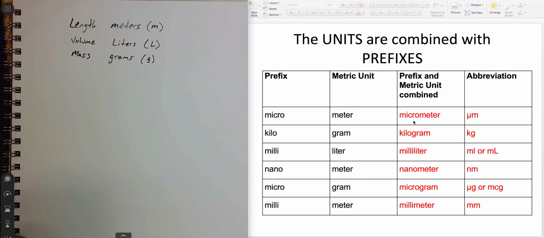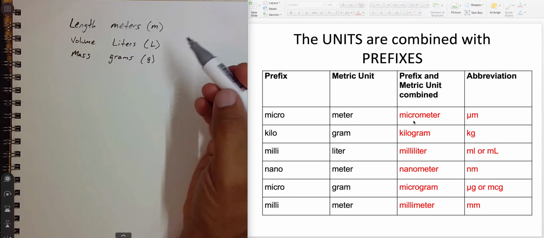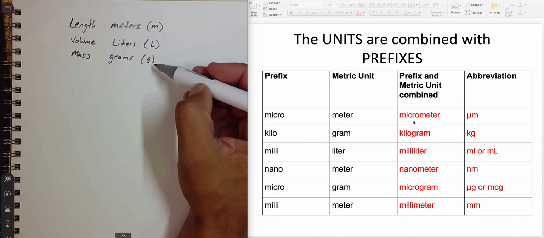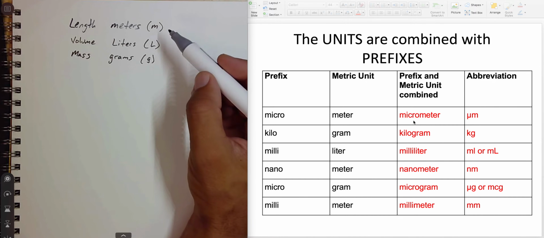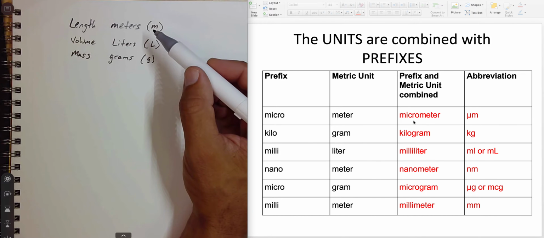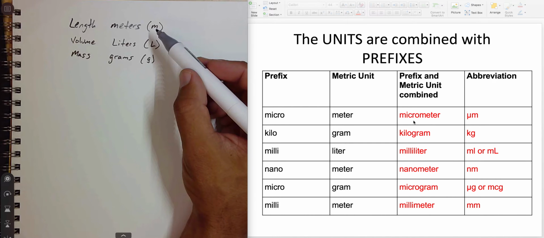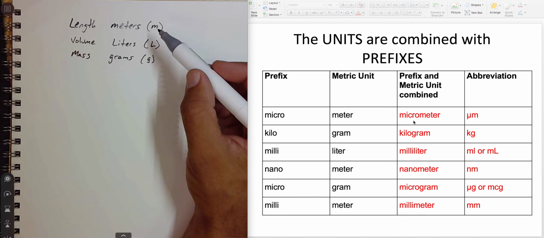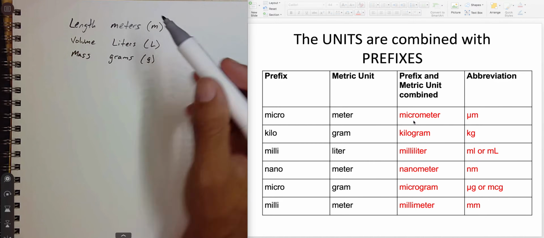Now, when we really want to get down to the nitty-gritty, we're not going to always use just meters, not just liters, and not just grams. We're going to be able to give a reference point to how many meters there are by using a prefix like micro, kilo, milli, nano, and there are quite a few other ones as well. So whatever the prefix is, say for instance micro, then we're just going to put a symbol for micro in front of the meter. So you can see that on the screen here.